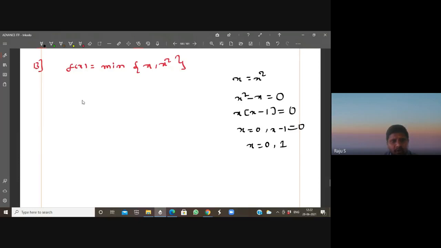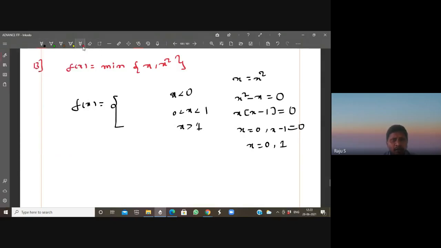Okay, students, f of x is clearly defined on three conditions: x lesser than 0, 0 lesser than x lesser than 1, and x greater than 1. What are the values we got? 0 and 1 are the particular values. x lesser than 0, x greater than 0 and lesser than 1, x greater than 1. Right.